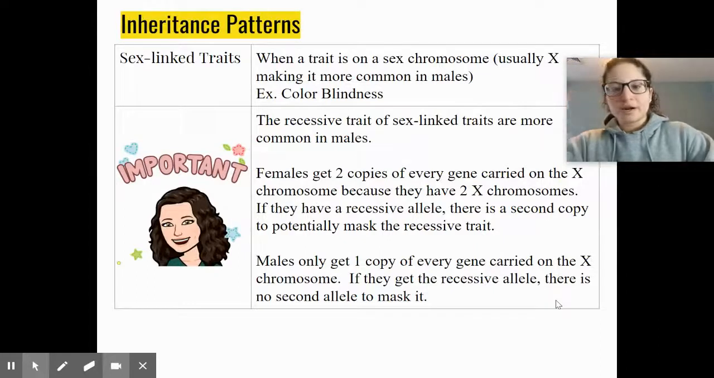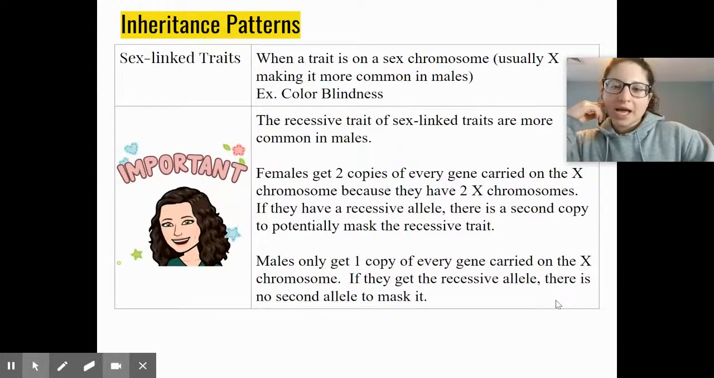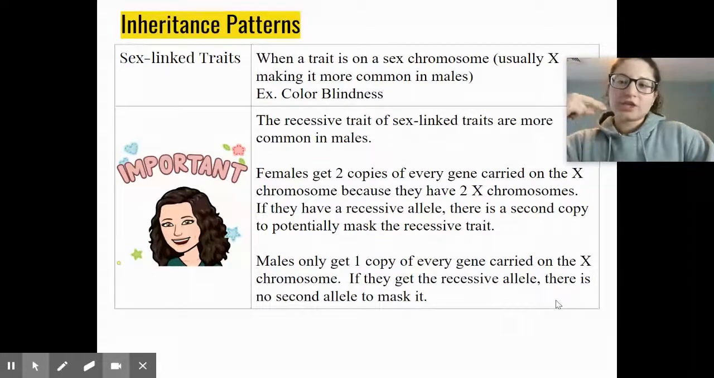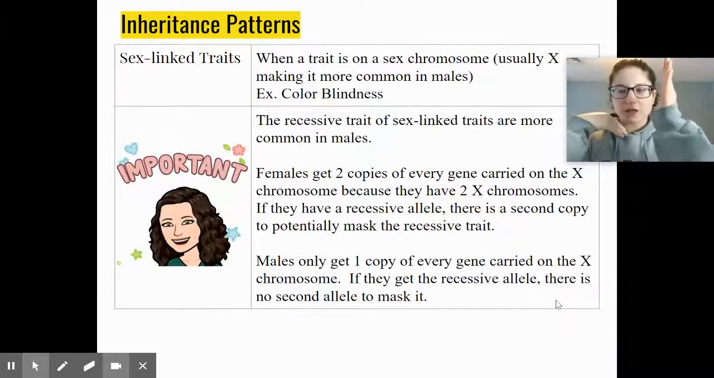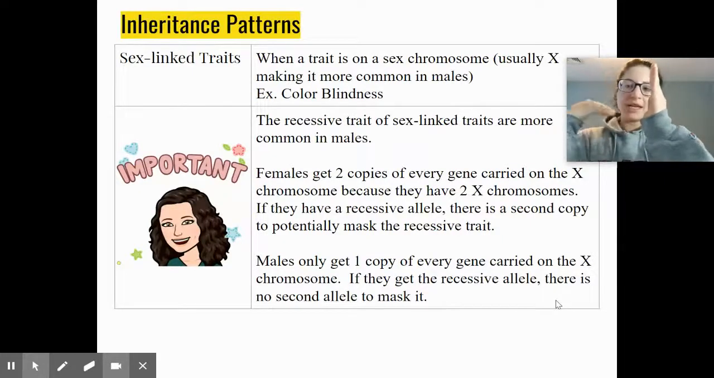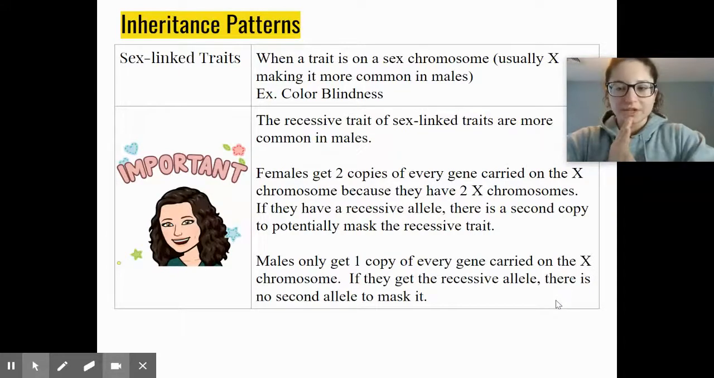All right, and so this is what I already talked about, but because color blindness is a recessive trait that is sex-linked, it's carried on the X chromosome. Females, like we saw, get 2 copies of the traits on the X chromosome, so even if they have a colorblind copy of the allele, they can still have a normal vision copy of the allele, and it cancels it out. So they will have normal vision. Males, on the other hand, they only get the 1 copy. So if they get the colorblind copy, they are automatically colorblind. So that's why it is more common to see these sex-linked traits appear in males than in females.